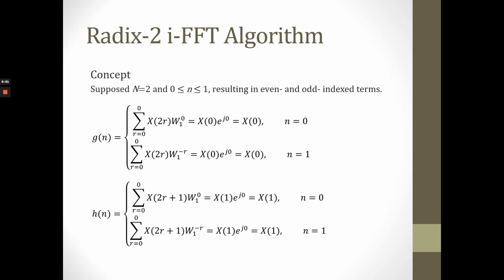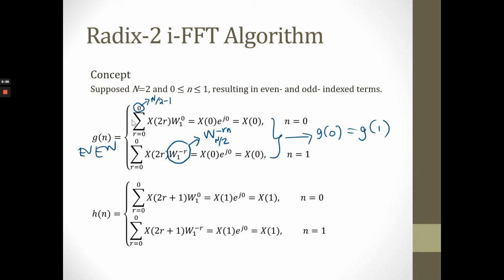Now we focus on radix-2 inverse fast Fourier transform where N is equal to 2, for n from 0 until 1. It consists of the even function where the value is based on N divided by 2 minus 1, for N equal to 2, so the value is 0. And for the W negative Rn function, this is based on N divided by 2, so it becomes 1. And we note that the value of g0 is equal to g1.